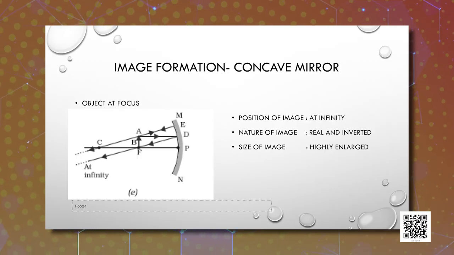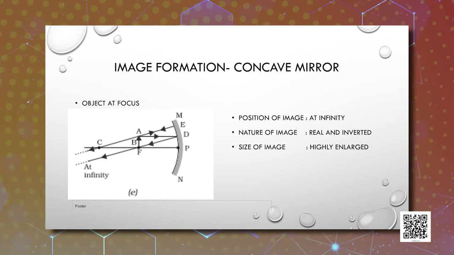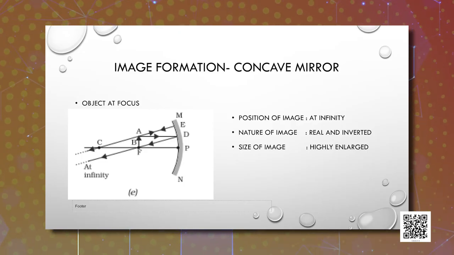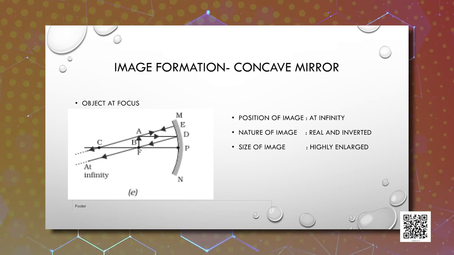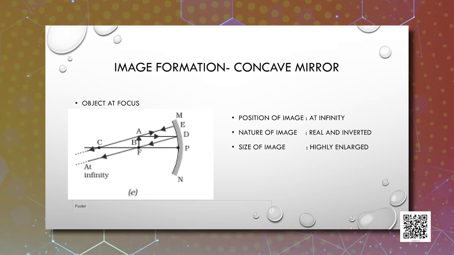Moving to our next case, when the object is placed between the center of curvature and focus of the mirror, again we will take two rays starting from the object. The first ray, which is parallel to the principal axis, after reflection from the mirror, will pass through the focus of the mirror. Another ray, which is passing through the center of curvature, will simply retrace its path after reflection from the mirror. Both the rays after reflection will meet beyond the center of curvature of the concave mirror, forming a real, inverted, and enlarged image.